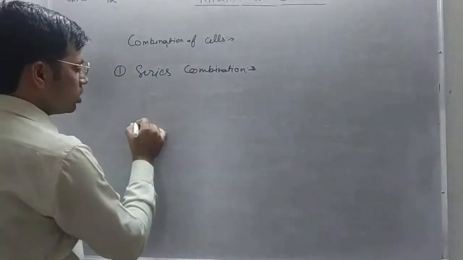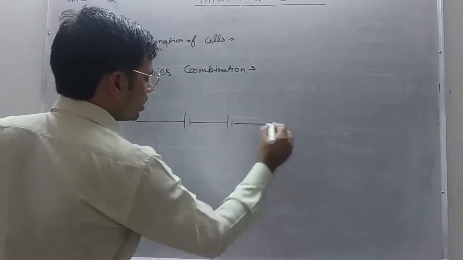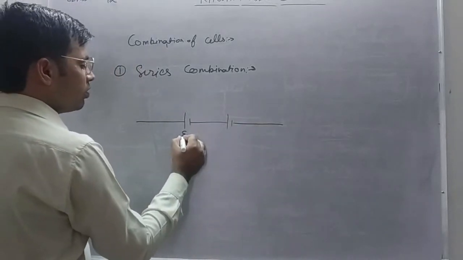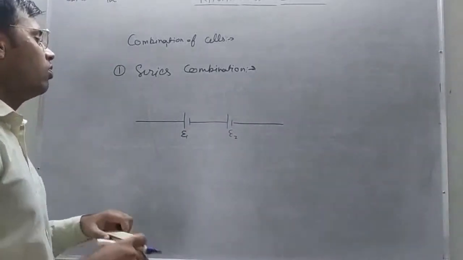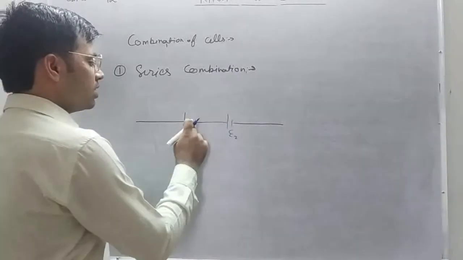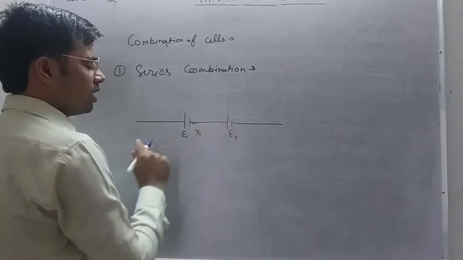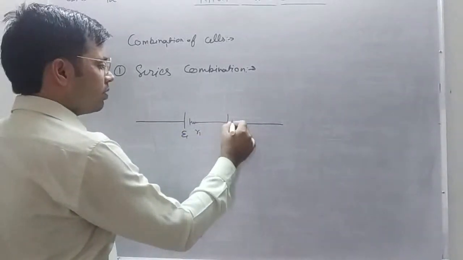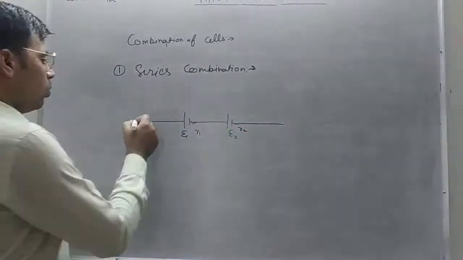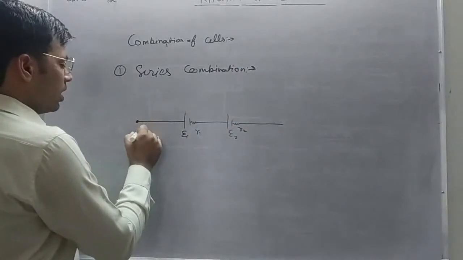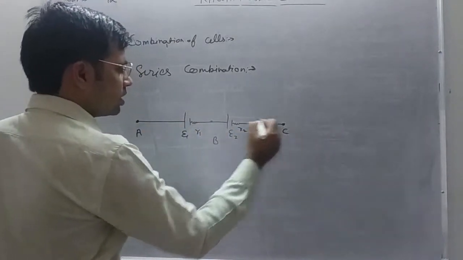Now in series combination, this is a cell and this is another cell in the circuit. This has EMF E1, this has EMF E2. We know that when we connect cells, these cells have internal resistance. So let's suppose this has internal resistance R1 and this has internal resistance R2. Now mark the terminals. This is the first terminal A, this is B, and this is terminal C.